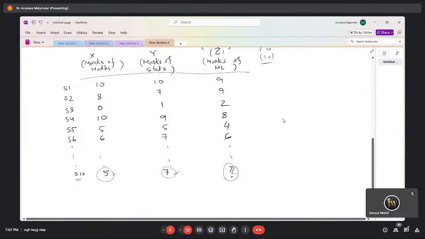Then what is the marks of the ML? This is called the estimation. And how can we do this? We need to see which type of problem it is, whether it is classification or regression.